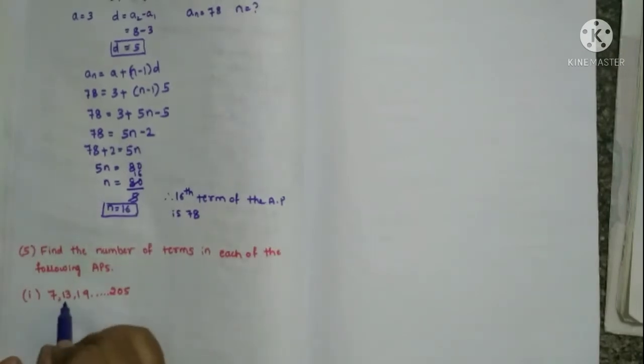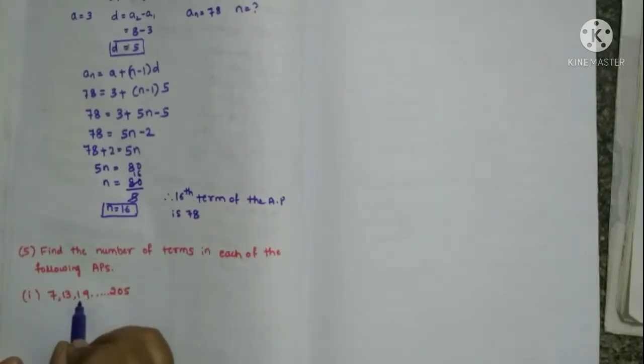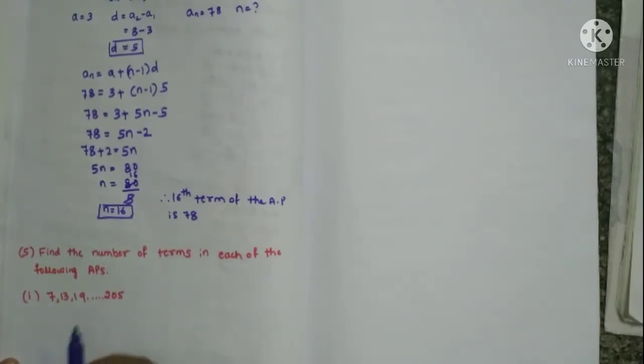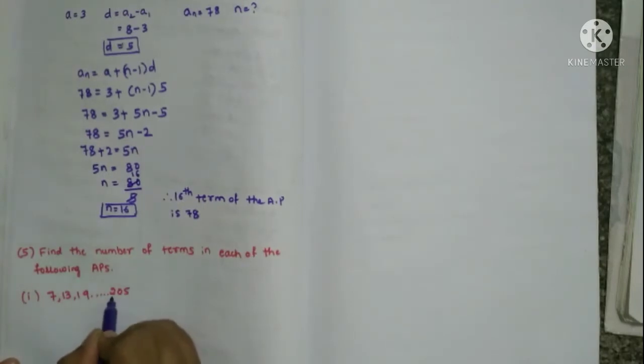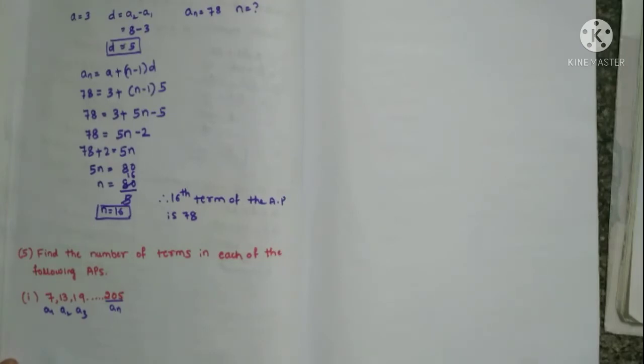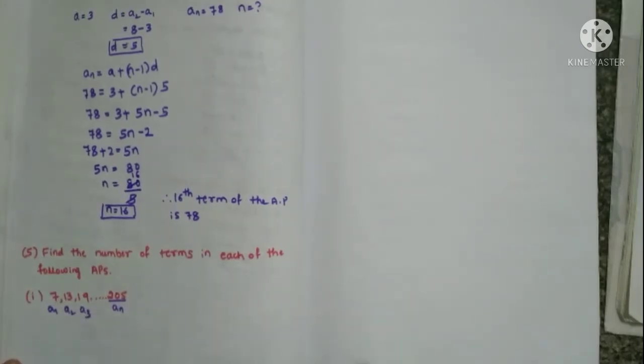See here 7, 13, 19, and so on up to 205. Here how many terms are there in the middle we don't know. We have to find how many terms are there up to 205. Up to 205 means this is the last term. Always the last term represents an. This is a1, a2, a3, and so on up to an. an is the last term in the AP. They have given the last term. How many terms are there between these two, you have to find it. How we will find that?